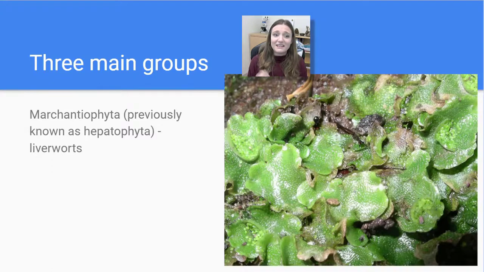Here we have the Hepatophyta, previously known as Hepatophyta. Now we call it Marchantiophyta. These are the liverworts. They get that name because they kind of have three lobes like a liver. Again, what we're looking at here is mostly the gametophyte stage. Okay, some of these groups do have cuticles. We do have some here. Okay, if you look in the right places, you'll be able to find some liverworts.